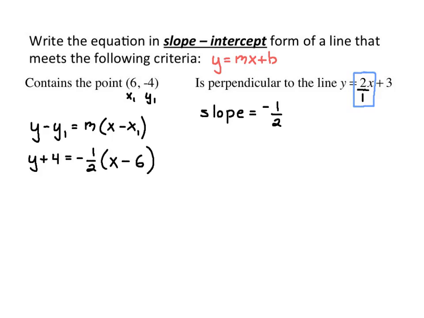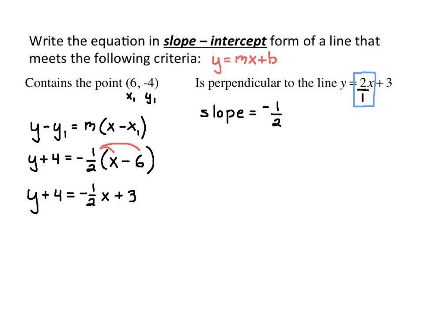So once again, I need to put this into y equals mx plus b form. The first thing I'm going to do is distribute the negative 1/2 in the process of solving for y, and that's going to give us still the y plus 4. And negative 1/2 times x is just negative 1/2 x. And negative 1/2 times negative 6, we're really just dividing by 2. That's going to give a positive 6 over 2, or in other words, a positive 3.